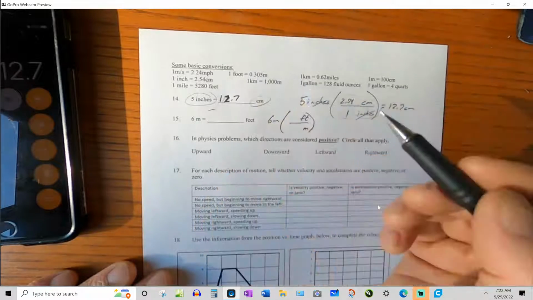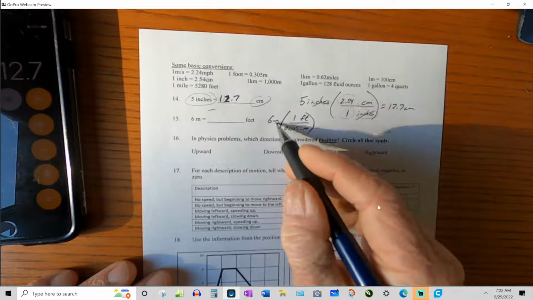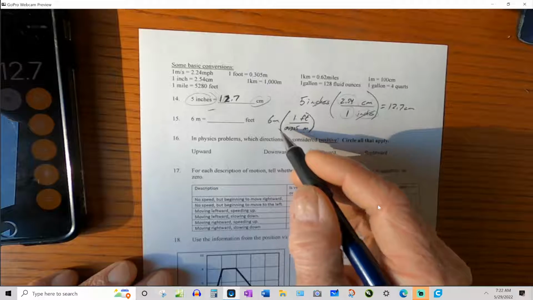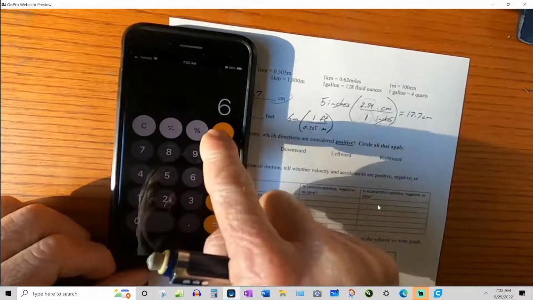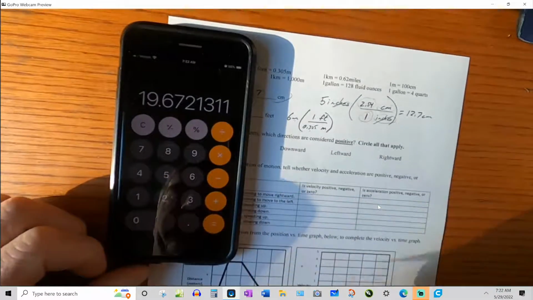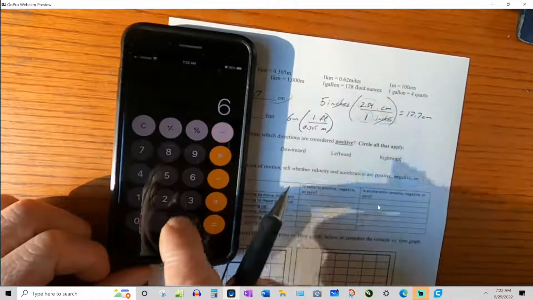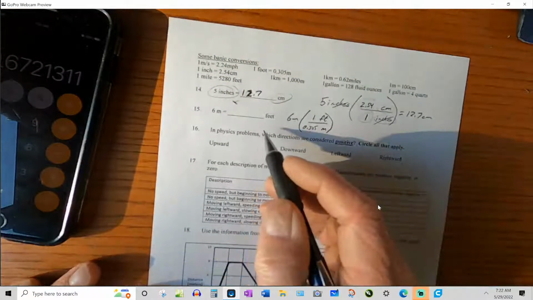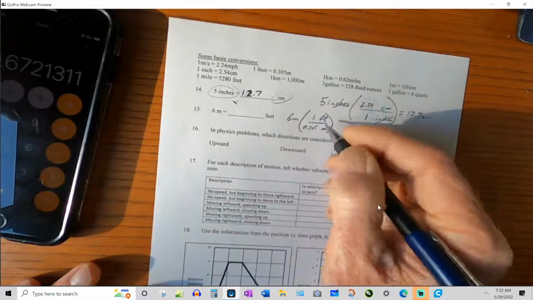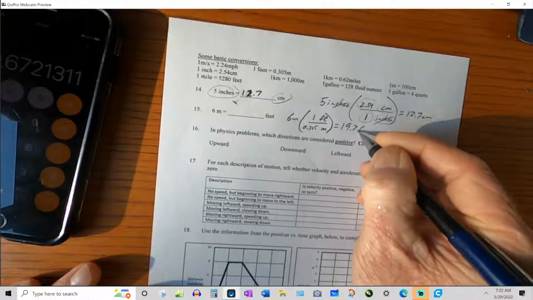1 foot is 0.305 meters. So I need to multiply 6 times 1 and then divide that by 0.305. So basically I'm just doing 6 divided by 0.305. Did I do that right? I think that's right, but let me do it again. It just seems unfamiliar, so let's see if it makes sense. So that would be 19.7 feet.